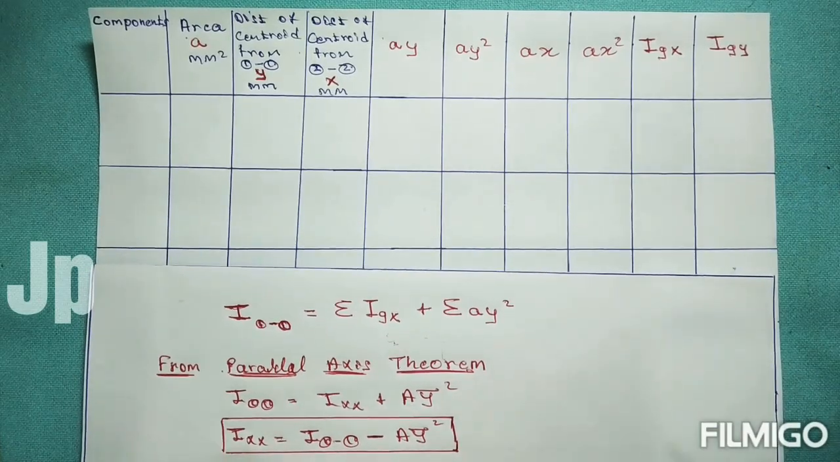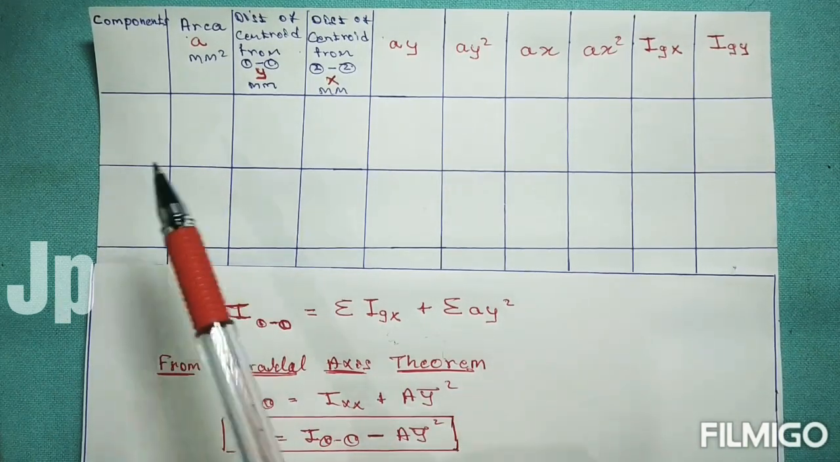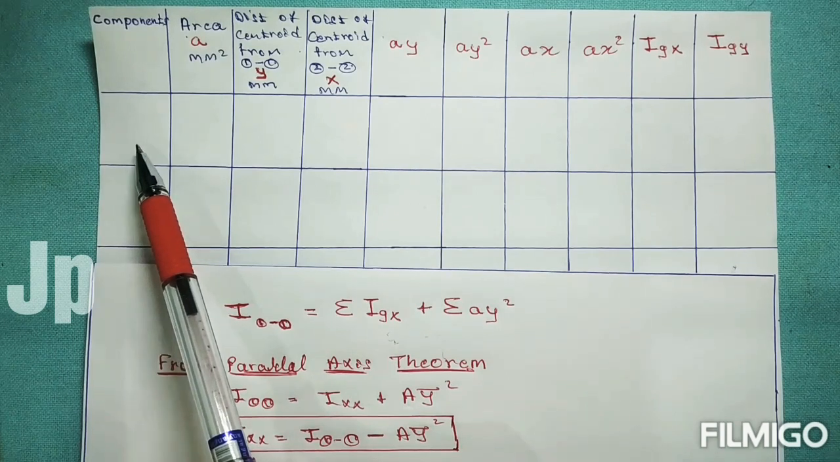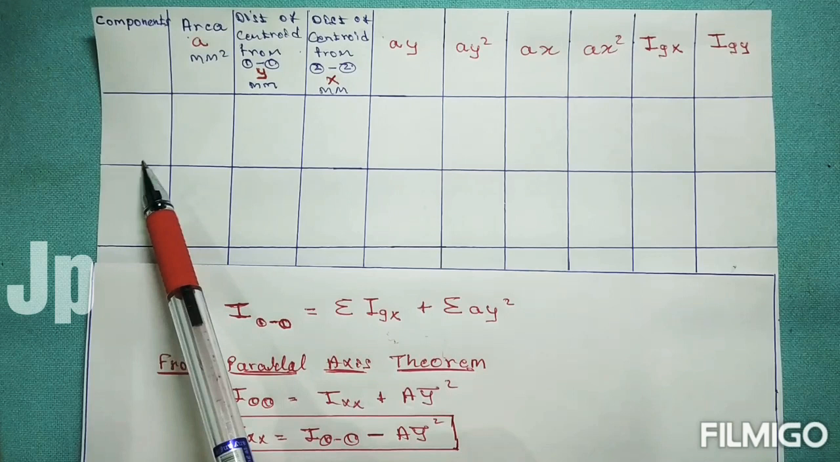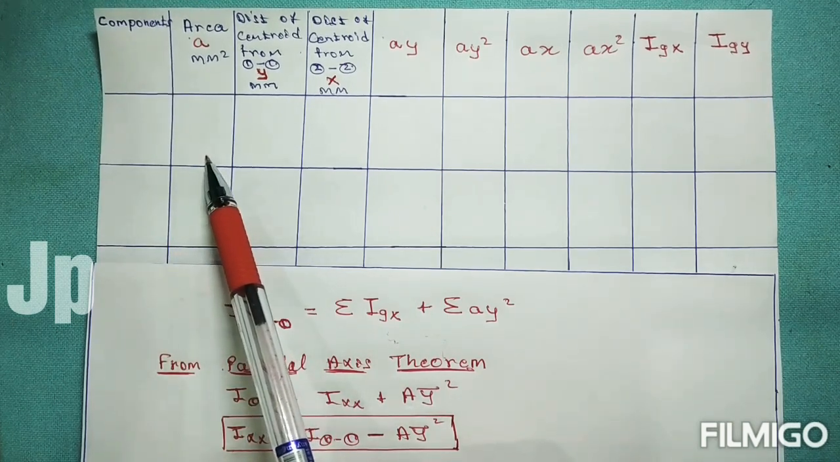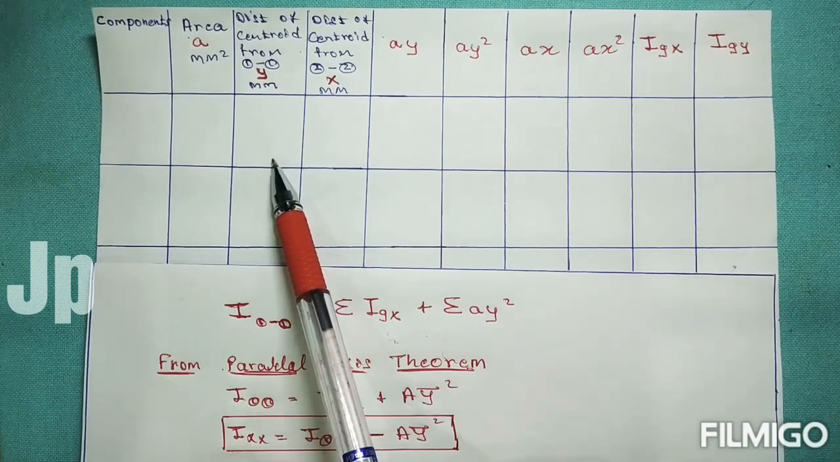So here will be the tabular column. You can see in the tabular column, the first one will be the component. How we divide the components, that will be the first one, the component. Next one is the area of each component. The next one will be the distance of centroid from your reference axis.